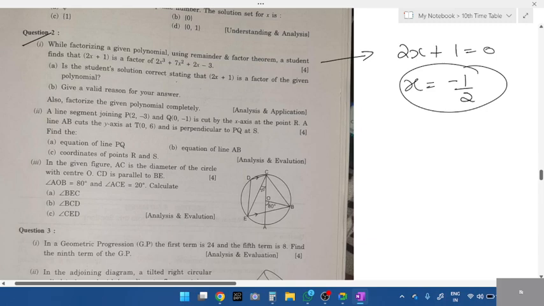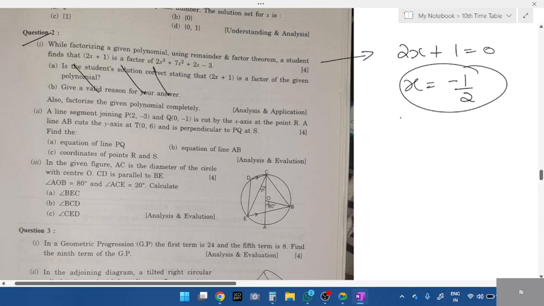Is the student solution correct? Stating that 2x plus 1 is a factor of the given polynomial. Okay, give a valid reason. Also factorize completely. See, for now you'll just skip this, students. You'll know how to factorize completely.